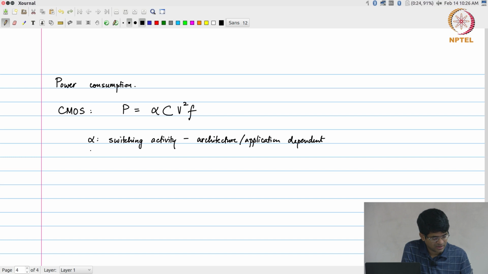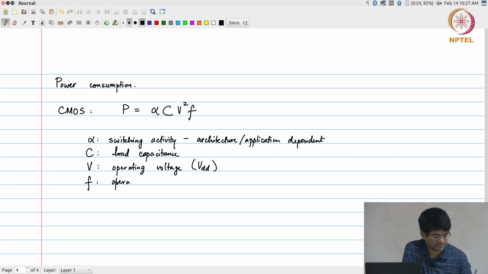Okay. C over here is the load capacitance, which depends on A, the total number of circuit elements that are present, and B, the size of the individual circuit elements themselves. Okay. V is the operating voltage, usually VDD, the supply voltage, and F is the operating frequency.